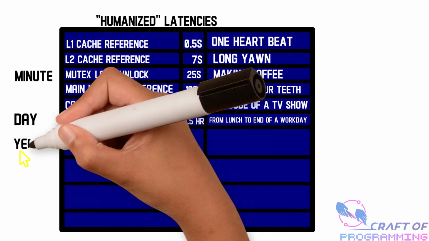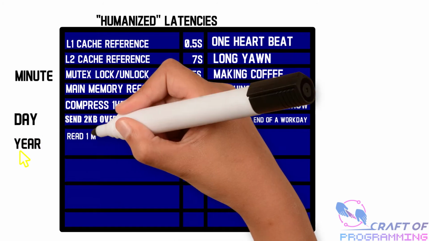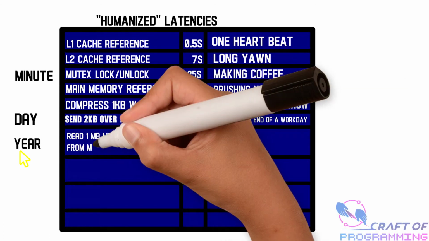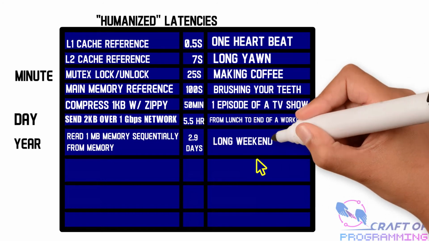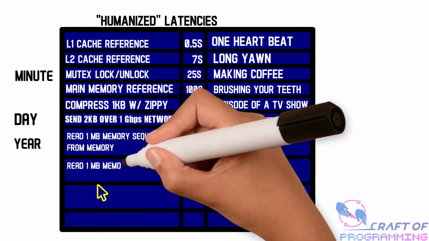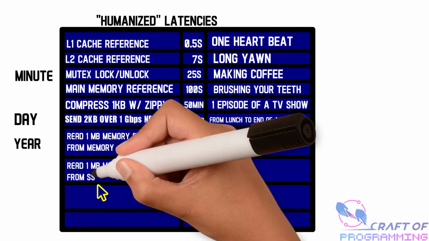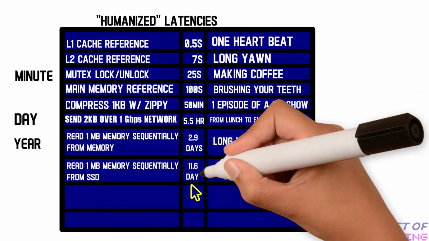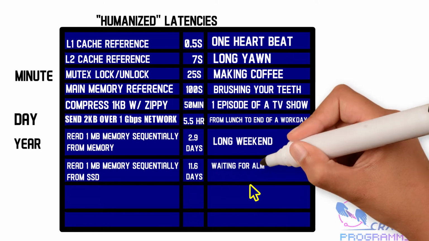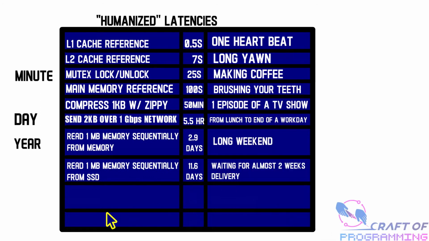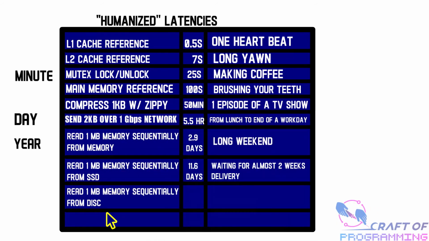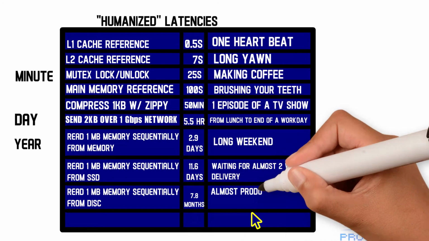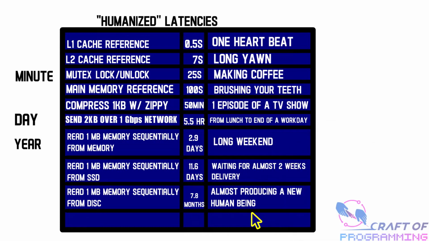Moving on to the year scale, the time it takes on average to read 1 megabyte sequentially from memory, 2.9 days, a long weekend. The time it takes on average to read 1 megabyte sequentially from solid state drive, 11.6 days, or waiting for 2 weeks delivery from an order. And the time it takes on average to read 1 megabyte sequentially from disk, a rotating disk, 7.8 months, almost the time to produce a new human being.